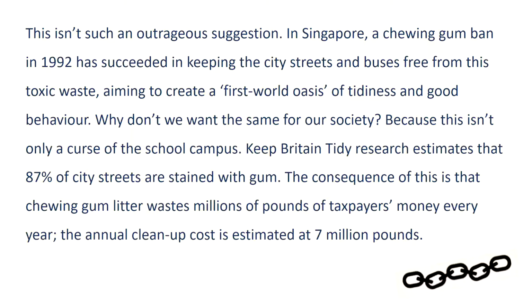If you can learn and practice doing that, it's really going to be a strong skill to have. Now followed up by some facts and statistics. In Singapore, a chewing gum ban in 1992 has succeeded in keeping the city streets and buses free. We've even got a quotation, first world oasis, but then followed by another rhetorical question. Why don't we want the same for our society? Brilliant inclusive pronouns there with the we and the our, getting us again to think as the reader about how can we not be part of the same team as the writer and what they're showing us.